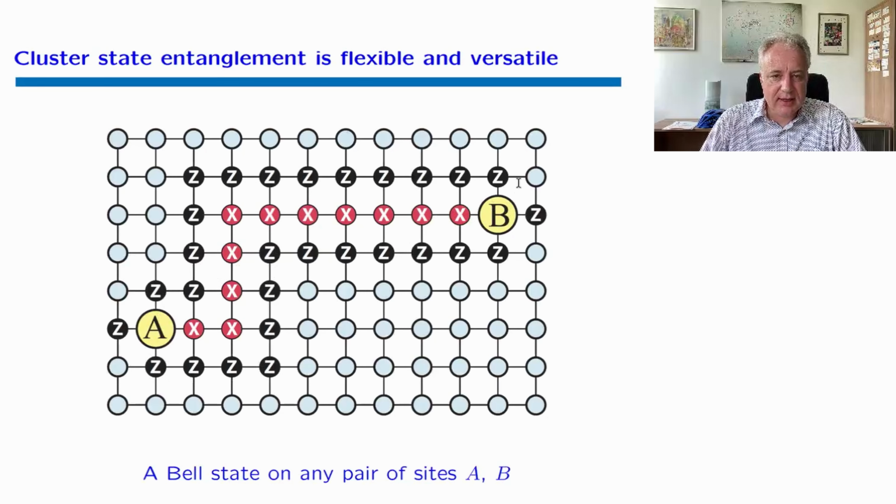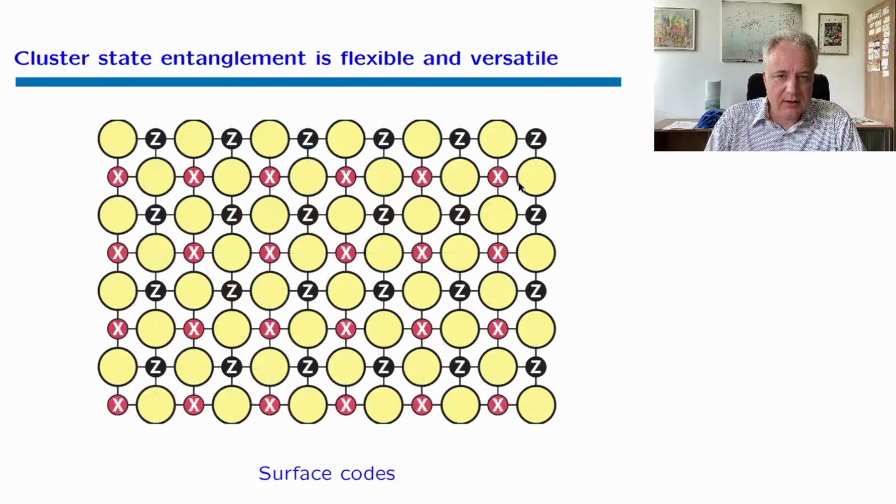You can create a Bell pair between any qubits on this cluster, on this two-dimensional grid. But that's only one thing you can do. You can do lots of other things.